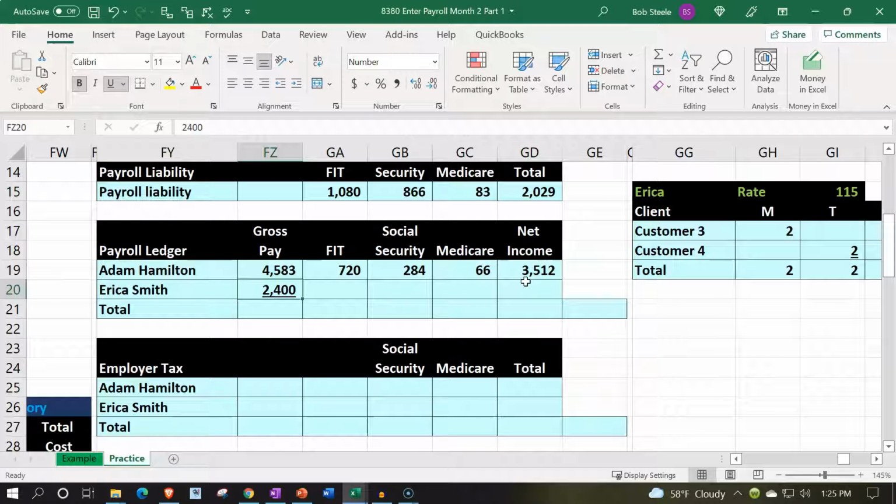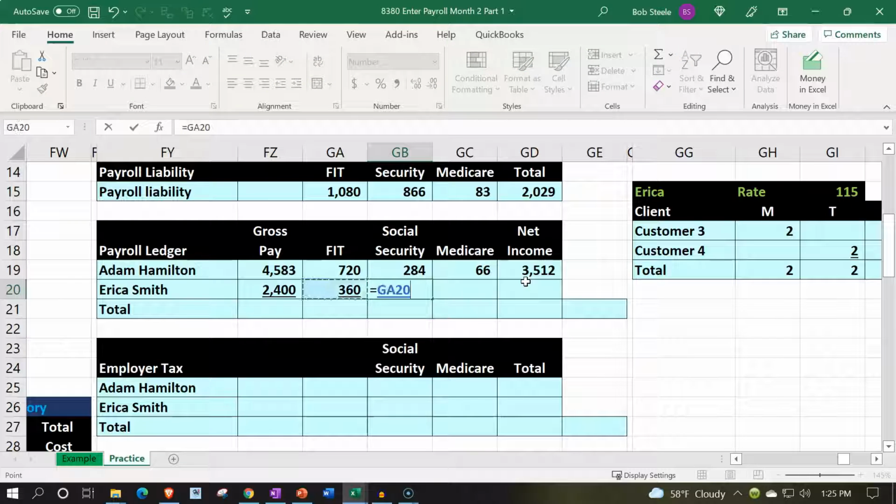For Erica Smith, we're going to say that she earned $2,400. Again, we're just going to estimate the FIT. We're just going to make up a number for it. It would be based on the tables and what she gave us with regards to her W-4. Then we're going to say the Social Security is going to be the gross pay times 0.062. That's more of a flat tax generally.